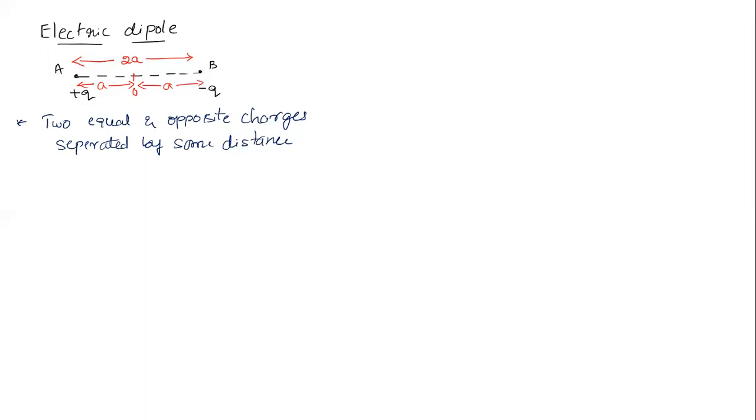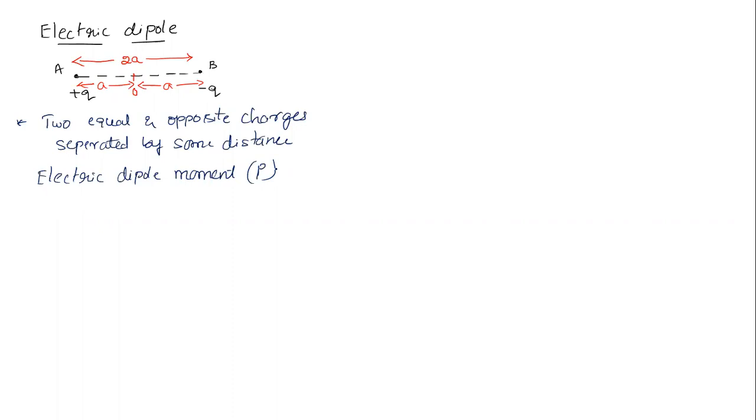Now, here one more thing you have to consider. There is one more topic you have to learn here: electric dipole moment. Next is electric dipole moment. This electric dipole moment we indicate with a letter called P.